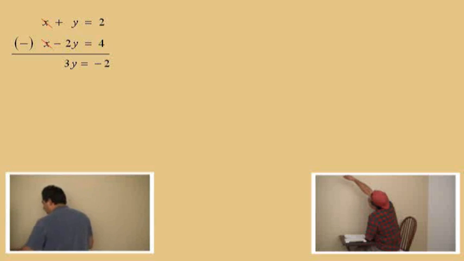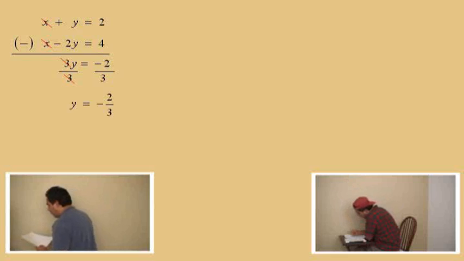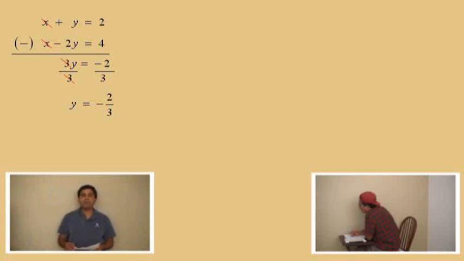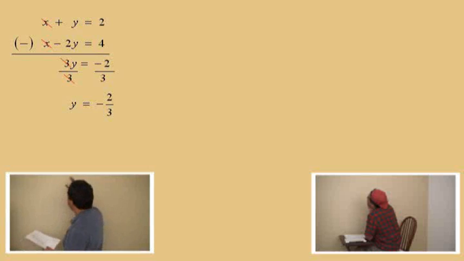And now, to solve for y, we got to do what, Charlie? Divide both sides by 3. Divide both sides by 3, okay. And so the 3's cancel, and we're left with what, Charlie? y equals negative 2 thirds. Very nice.